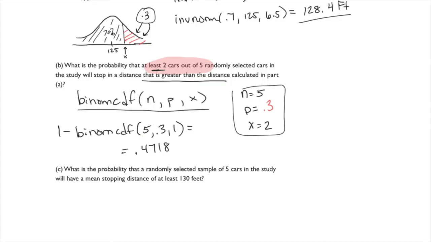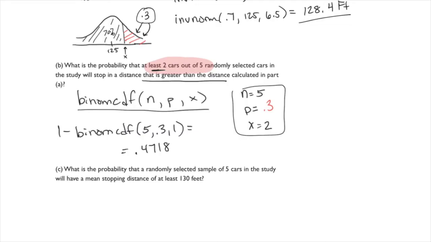Turns out that's going to give me 0.4718 as the probability to get it to stop. So 2 out of 5 cars should stop a greater distance than the result we got in part A, and that's going to give us the 47.18 or 0.4718 chances of that happening.